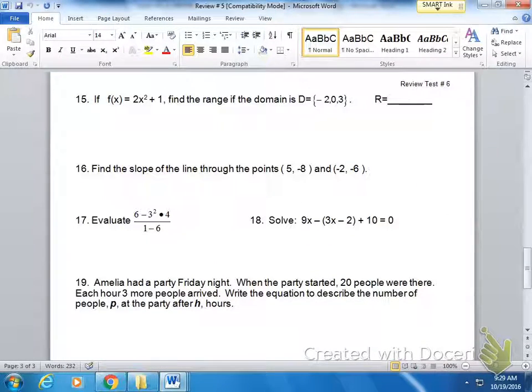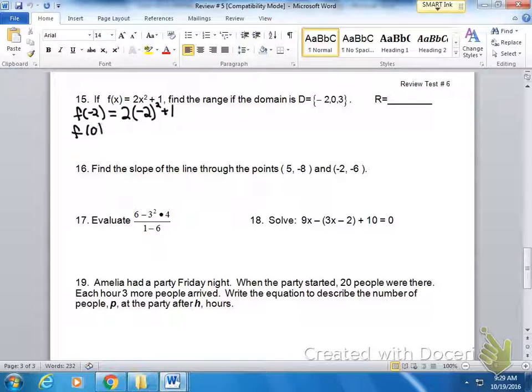Now be careful on these problems, and I want you to pay attention to something. It says if f of x is 2x squared plus 1, find the range if the domain is -2, 0, and 3. I'm going to write this out in function notation. I have f of -2. And guys, when you see it written this way, it means plug in -2 for x. So I have 2 in open parentheses, put the -2 in, then you can plug it into your calculator.